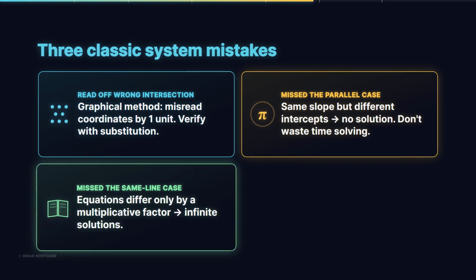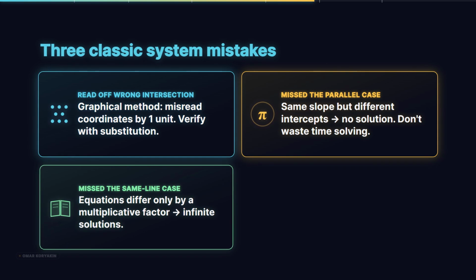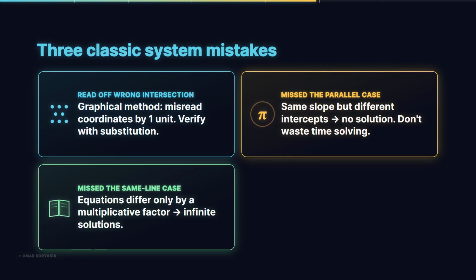The system has infinitely many solutions, not a unique one. The fix is to check whether one equation is a multiple of the other before solving. If yes, the system is a single equation in disguise and has infinitely many solutions along the shared line.